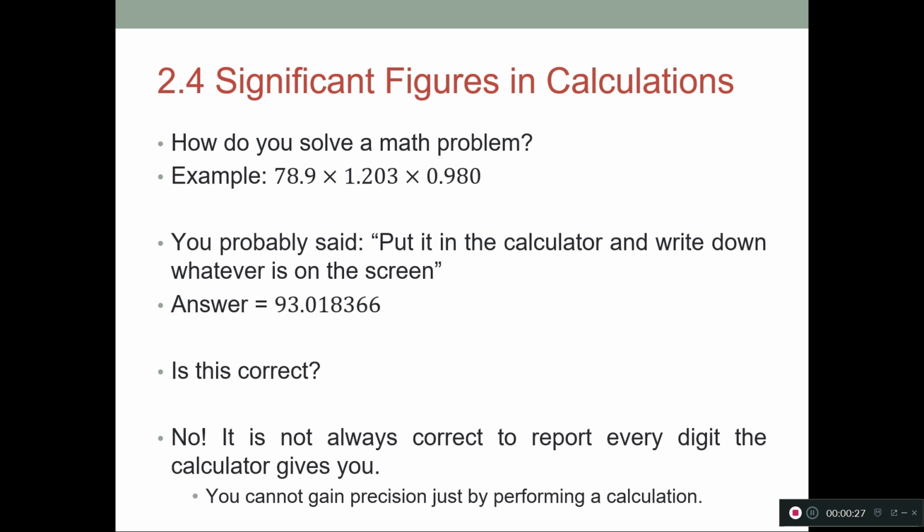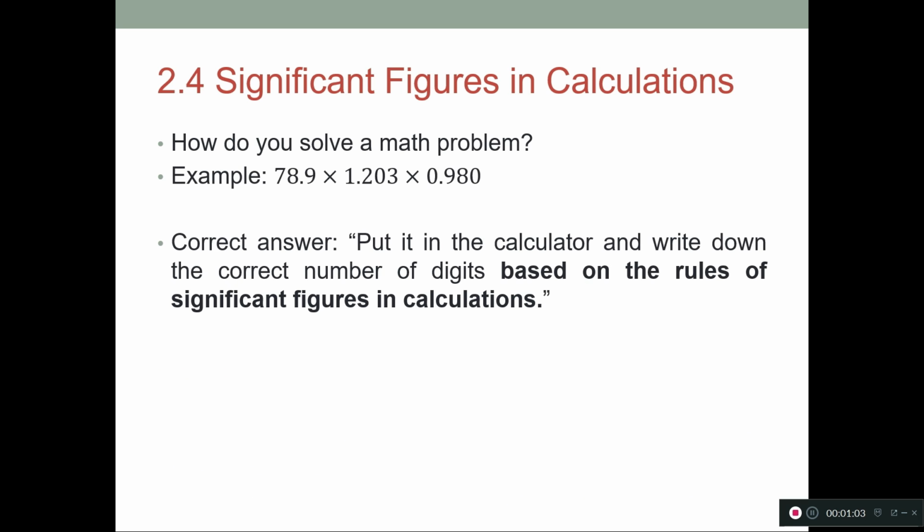So no, this would not be the correct answer because it's not always correct to report every digit the calculator gives you. And this is particularly important in science because you cannot just gain extra precision by just performing a calculation. So if we have a certain number of significant figures in each of our three measurements and we multiply all those measurements, our answer can't be more precise than what our three measurements were. And so what the real answer is, we want to put it in the calculator and write down the correct number of digits based on the rules of significant figures in calculations.